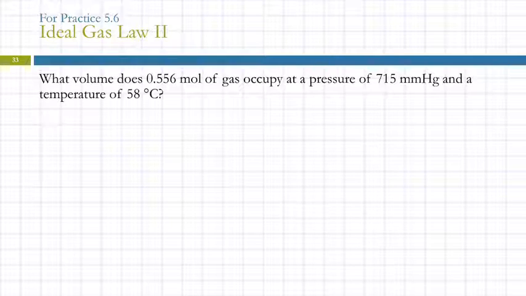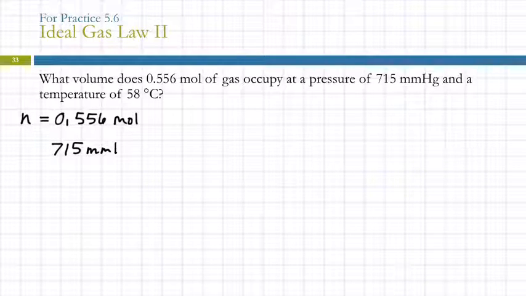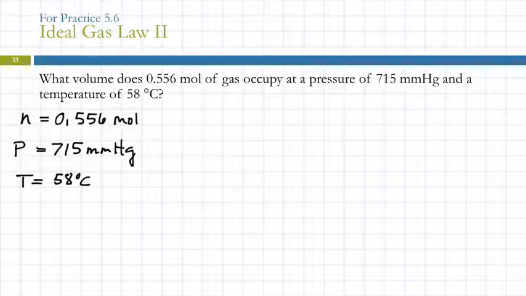Let's do another one. What volume does 0.556 moles of gas occupy at a pressure of 715 millimeters of mercury and a temperature of 58 degrees Celsius? I look at this problem, I see that there's no change occurring. I'm going to use PV equals nRT. So I'm going to write down all these variables and identify them. 0.556 moles. Well, that's n. The pressure is 715 millimeters of mercury. It tells me that that's a pressure, but the unit should also clue me in. And then temperature, 58 degrees Celsius.